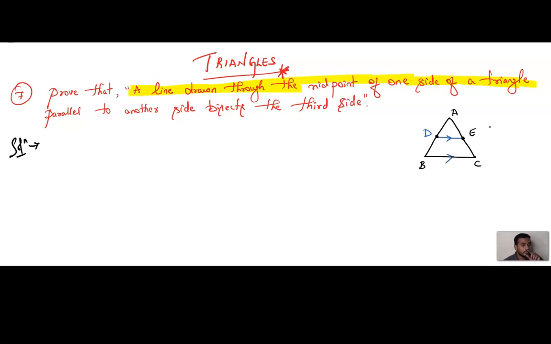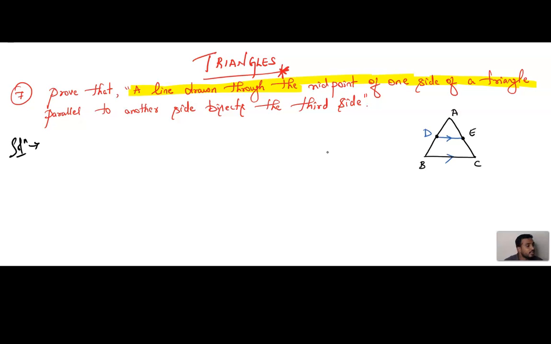Understood? We have taken the midpoint of AB as D. AB का midpoint हम D लिए हैं. So from D we are drawing one line, but that line's condition is what? That line is parallel to BC. From D the line which is moving is parallel to BC. In case this line is parallel to BC, then E is the midpoint of AC. We need to prove that E is the midpoint of AC. It means it bisects the third side.